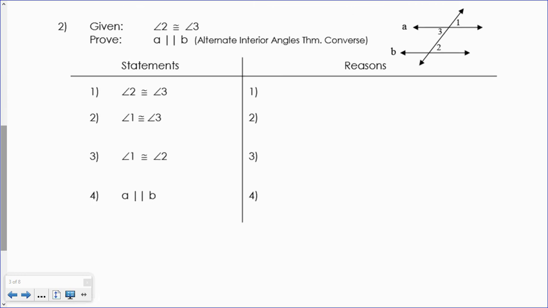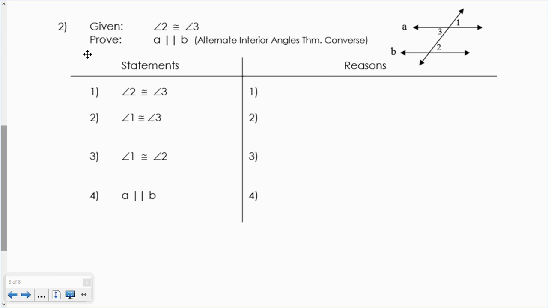All right. What if I switched it around? You see how I started with lines being parallel and then ended with 2 and 3 being congruent? What do you call it when you swap the ideas? Converse. We're going to prove the converse this time. We're going to switch the two ideas. We're going to start with the angles being congruent and then end with the lines being parallel. So we're going to do the kind of reverse of what we were doing before.